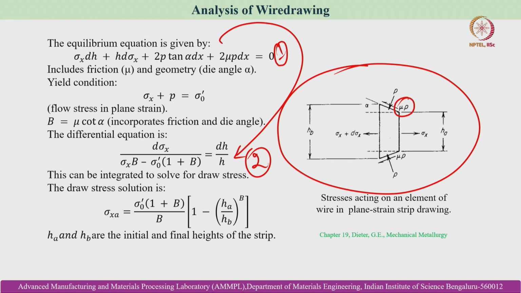So, this can be integrated to solve for the draw stress, and the resultant expression of the draw stress comes as sigma x a is equal to sigma 0 prime into 1 plus b by b into 1 minus h a by h b to the power b. So, this is an expression of the draw stress which includes the consideration of the friction between the die and the workpiece undergoing wire drawing, where h a and h b are the initial and the final heights of the strip. So, which is shown over here.